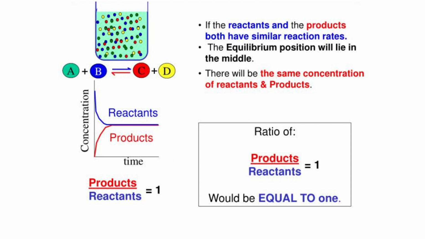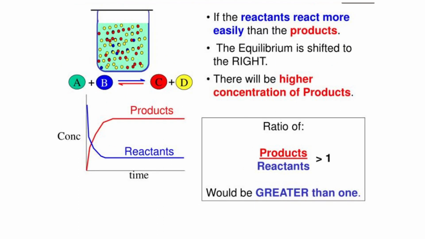Okay, if the reactant and product both have similar reaction rate, the equilibrium position will lie in the middle. Jadi dia tiada perubahan lah, because A and B tindak balas kadarnya sama dengan C dan D. There will be the same concentration of reactants and product. Okay, so concentration, reactant and product sama. So we can say that the product over reactants is equal to 1. So it will be equal to 1 kerana sama, A and B sama banyak dengan C and D.